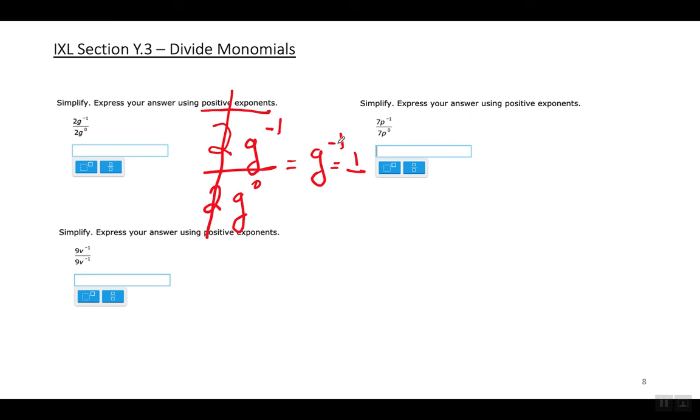So to get rid of that negative sign in the exponent, I got to put the g to the first power on the bottom. So this would be my answer. 1 over g would be my answer.